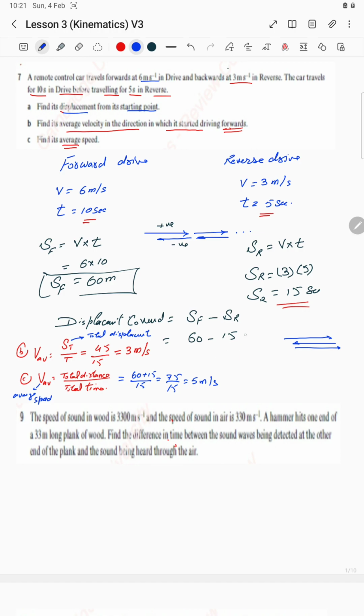So let me write space for here is 45 meter, right? So this is the final answer for question number 7. I hope you got it.